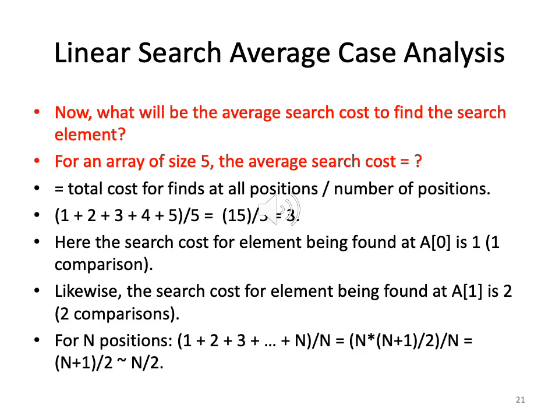So now we can generalize to n positions. The above equation, 1 plus 2 plus 3 all the way till n, is n into n plus 1 by 2, divided by n. So it's equal to n plus 1 divided by 2. For large n we can ignore the plus 1, so n by 2. Which means for n positions, average search cost, in other words average number of comparisons, is n by 2. So intuitively that does sound good.